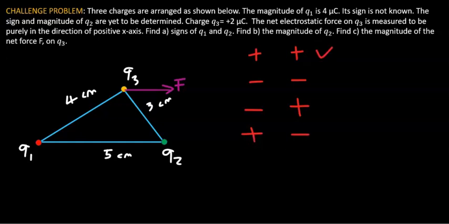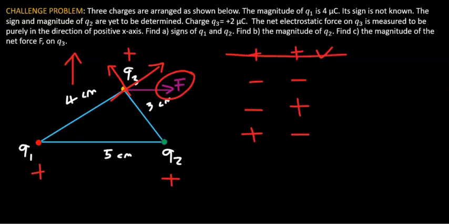Let's look at the first possibility. Let's assume both are positive charges. Since we know Q3 is also positive, Q1 would repel Q3 in that direction, and Q2 would repel Q3 in that direction. What that means is the net force on the charge Q3 must have a positive y component. But the net force on Q3 is purely horizontal, so this cannot be.